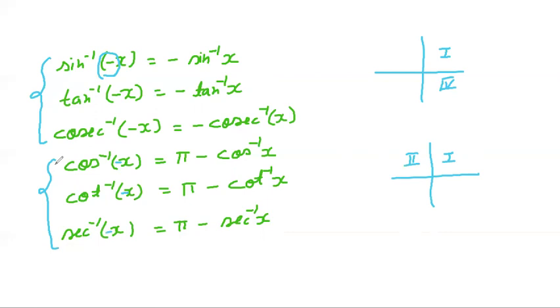So this cos inverse family of functions, basically the principal value lies in the range of first and second quadrant. So we are writing the values. The minus sign will be removed by giving pi minus cos inverse x. Cot inverse minus x equals pi minus cot inverse x. Sec inverse minus x equals pi minus sec inverse x.